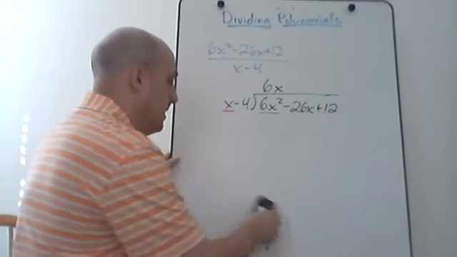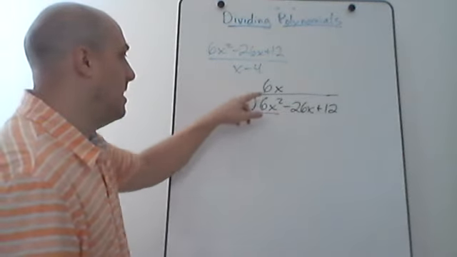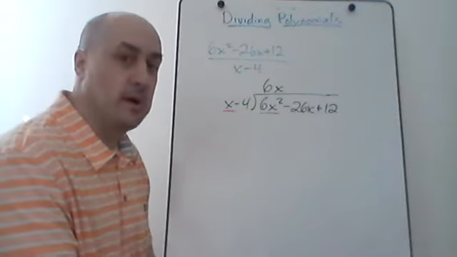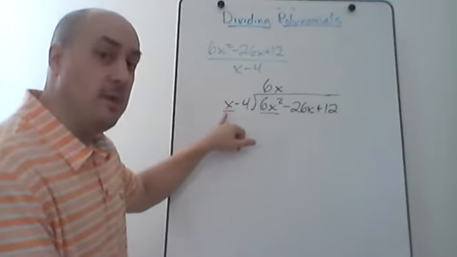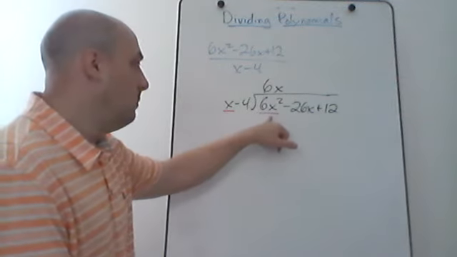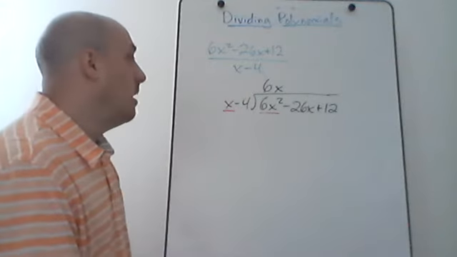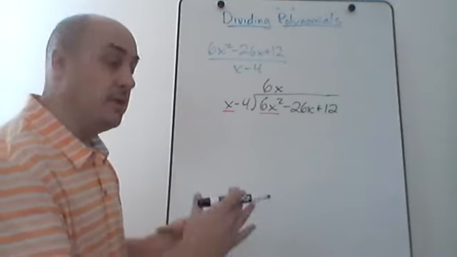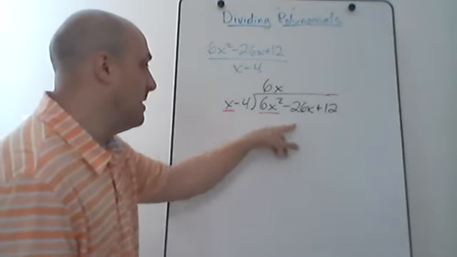Or, like I just said, what do I multiply x by to get 6x squared? It's got to be a 6 and then an x, and that'll give me 6x squared. All right, so that's our first part. The first term in the polynomial outside, what do I multiply it by to get the first term of the polynomial on the inside? Right? And then, just like when we do the long division with numbers, once I get that number up here, I multiply it by what's out front and write that down below.